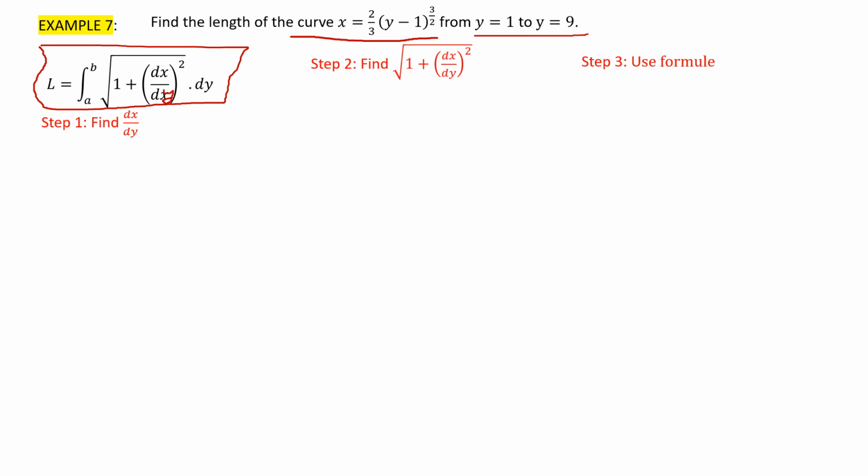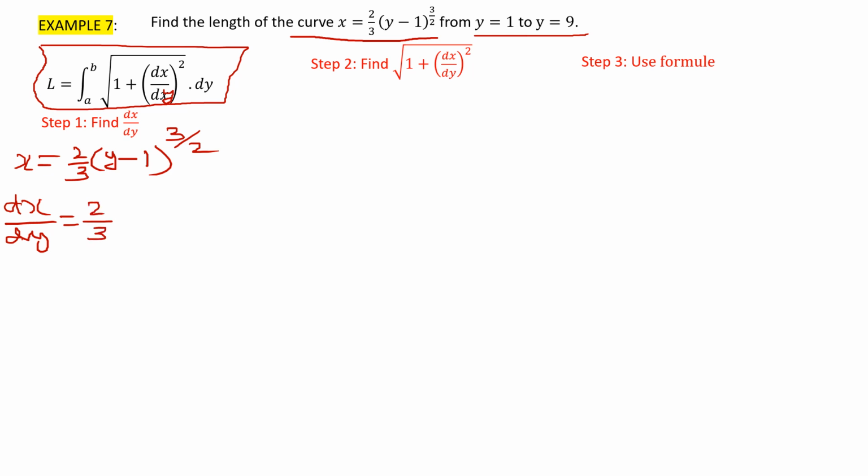Okay, so step number 1, we have to calculate dx by dy. The meaning of dx by dy is derivative of x with respect to y. So we have x equal to 2 by 3 (y minus 1) to the power 3 by 2. So this is what is given in the problem, right? Now I have to find the derivative of this. Remember, we are going to do the derivative with respect to y.